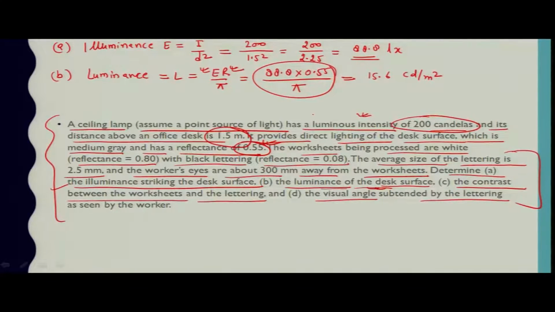Now the next thing that we need to calculate is the contrast between the worksheets and the lettering. So basically this contrast is brightness contrast. We can define this brightness contrast as the relative luminance between an object and its background.